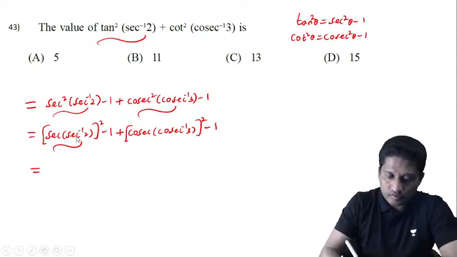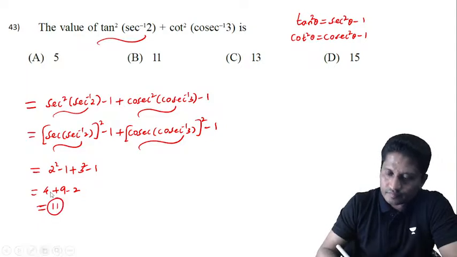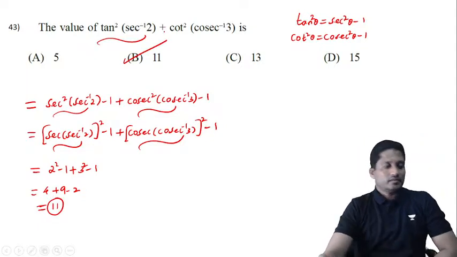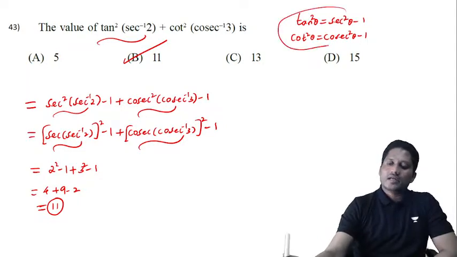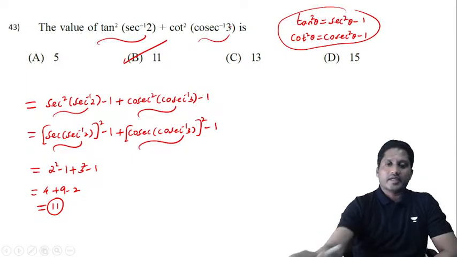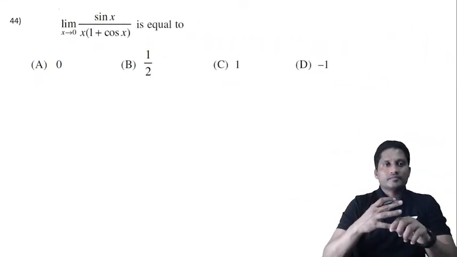Sec of sec inverse of 2 is 2, so this is 2 square minus 1. Cosec of cosec inverse of 3 is 3, so 3 square minus 1. You will get 4 plus 9 minus 2, which is equal to 11. Answer is option B. Or you can take a triangle, convert this sec to tan and cosec to tan, and get the answer. Both are the same.